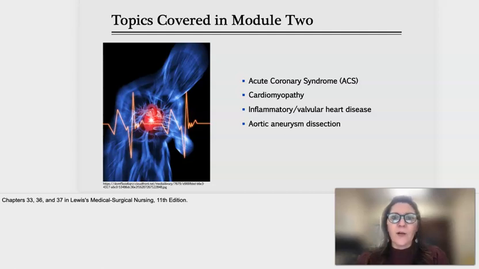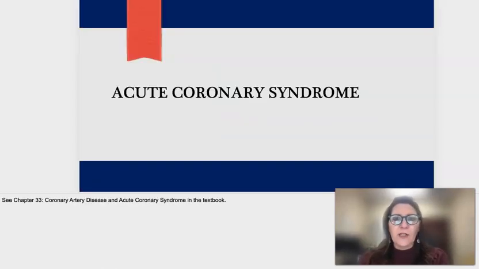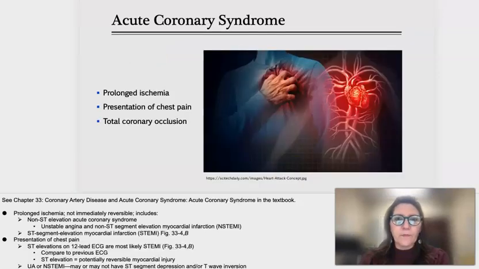So we are going to talk about acute coronary syndrome, cardiomyopathy, inflammatory valvular heart disease, and aortic aneurysm dissection. Of course there are so many areas when it comes to cardiac. I mean, from blood pressure to heart rate, CHF, different EKG rhythms. There are just so many things, but we're going to focus on just these four areas today. So the first is acute coronary syndrome.